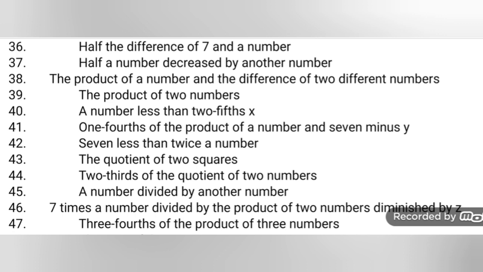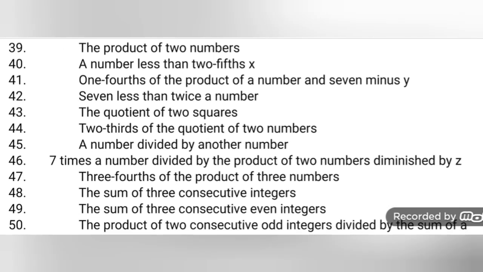Okay? Next, 42, 7 less than twice a number. Twice a number is 2x and less than or minus 7 kasi less than yan. Work backward. The quotient of two squares. Quotient of two squares is like x squared divided by y squared.